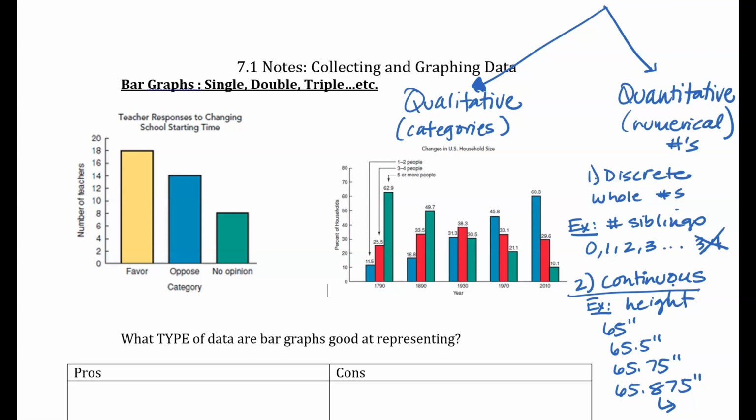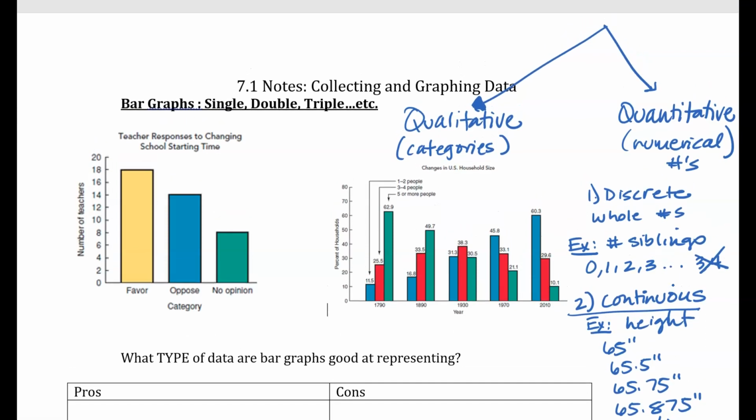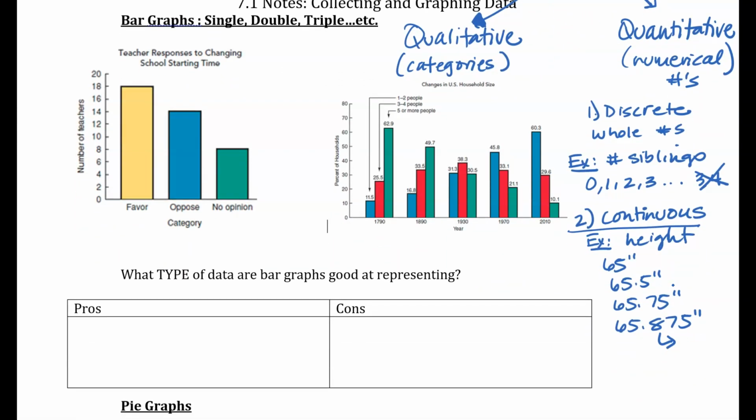I'm sure you've seen a bar graph before, so this isn't going to be new, but let's talk about some pros and cons and what type of data they'd be good at. And this is a great spot if you want to pause the video and try to jot down some pros and cons yourself. That would be great.